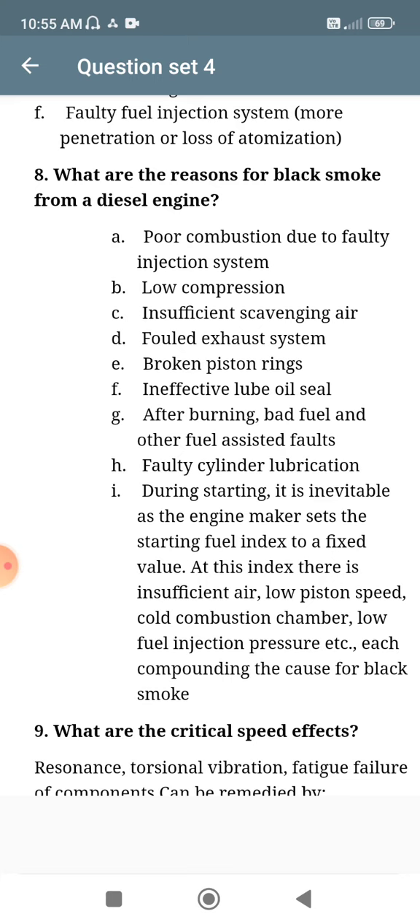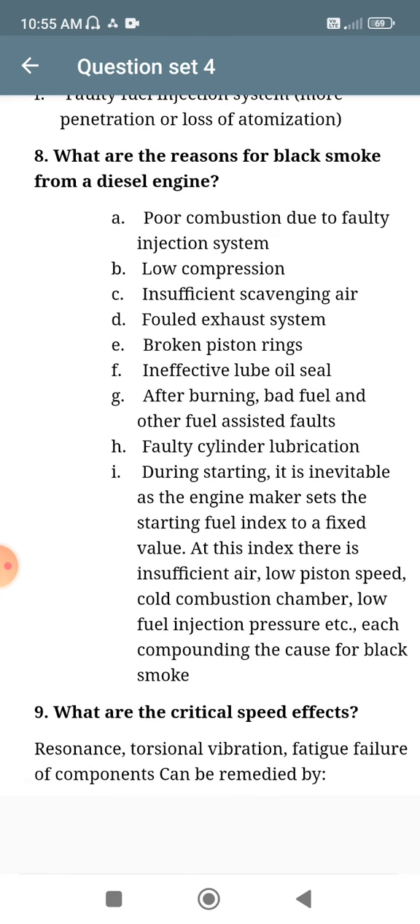So the reasons for black smoke are poor combustion due to faulty injection system, low compression, insufficient scavenge air, fouled exhaust system, broken piston ring, ineffective lube oil seal after burning, bad fuel and other fuel assisted fault, then faulty cylinder lubrication. During starting, it is inevitable as an engine maker sets the starting fuel index to a fixed value. At this index, there is insufficient air, low piston speed, cold combustion chamber, low fuel injection pressure, etc. Each is a component causing black smoke.